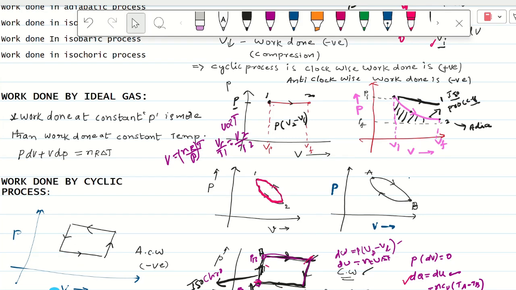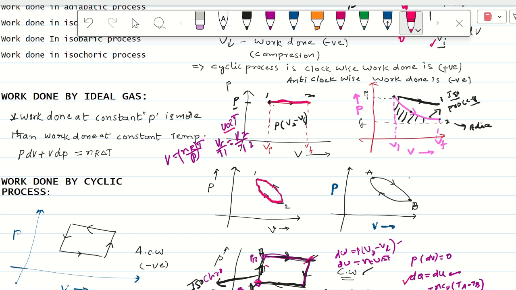So here I am trying to explain the work done on an ideal gas in different processes. This is an isobaric process. Isobaric means the pressure is constant, but the volume is changing from one point to another, Vi to Vf. And we know where pressure is constant, V is proportional to T. Therefore V1 by T1 equals V2 by T2. V is equal to nR by P into T, so V is proportional to T where pressure is constant. The area under this graph is P, the constant pressure, into Vf minus Vi.